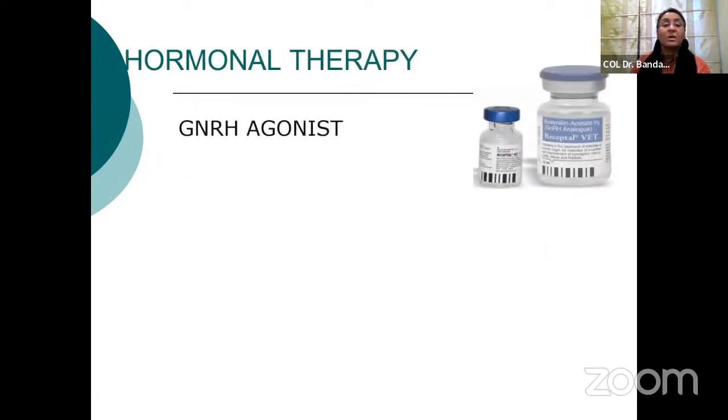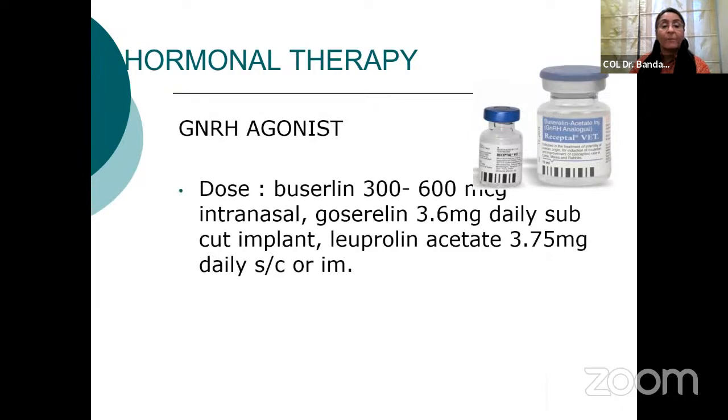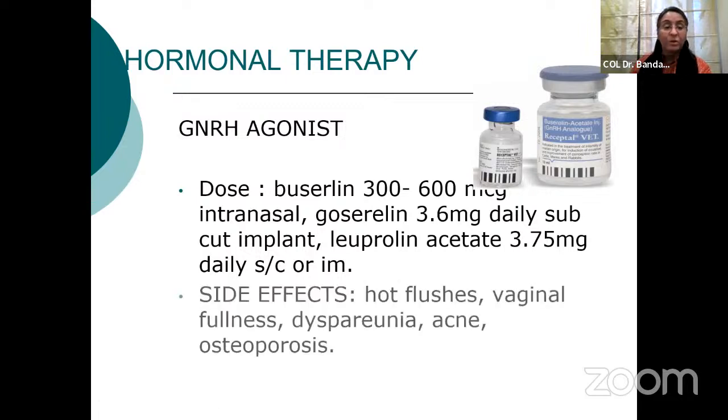Next, we are continuing with the types of GnRH agonists. These are available as buserelin, which is intranasal, goserelin, and leuprolide depot or leuprolide acetate, which is given once in 21 days. So this is the most commonly used, leuprolide depot. These are easily available. What are the side effects? They can cause a state of pseudomenopause. So they cause hot flushes, vaginal dryness, dyspareunia, acne, and bone weakness, osteoporosis. So one must always give add-back calcium therapy whenever GnRH agonists are given.